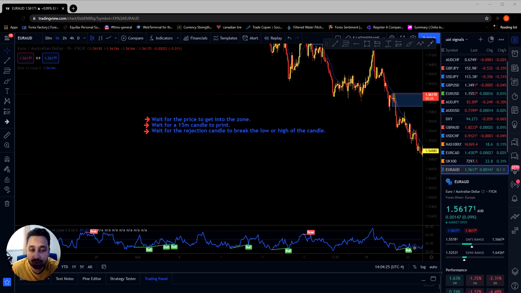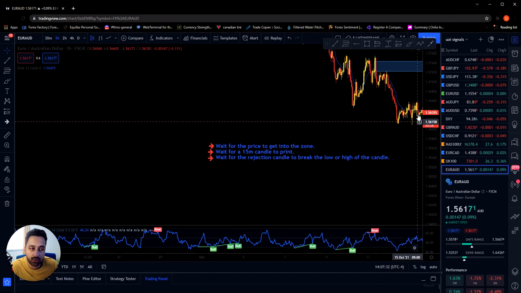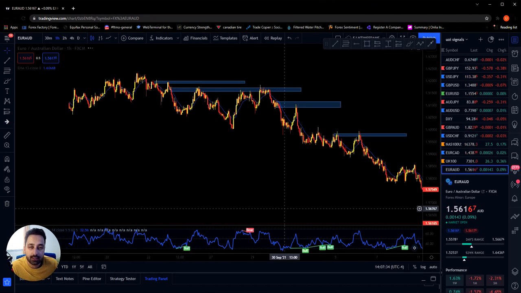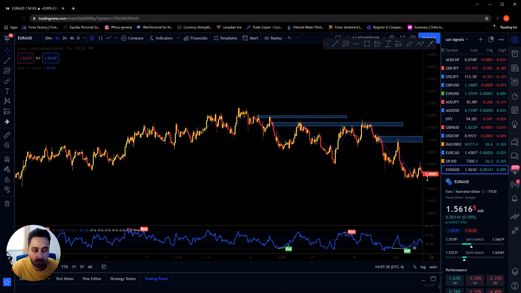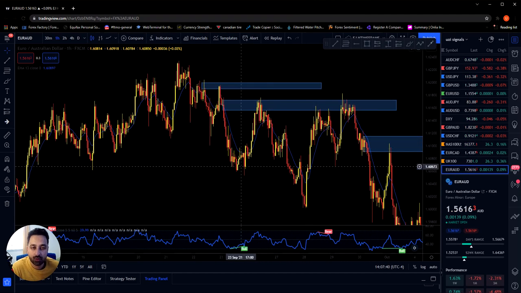I sometimes enter trades where I let one 15-minute candle print in my zone. And if the next candle breaks the low of that candle, I'm in. And that's when you typically get the best risk to reward trades, okay? That's when you're very certain about the zones that you've drawn. So today, again, let's take a look at Euro AUD, which was trending very nicely. And let's just look at some of the zones that I've drawn out.